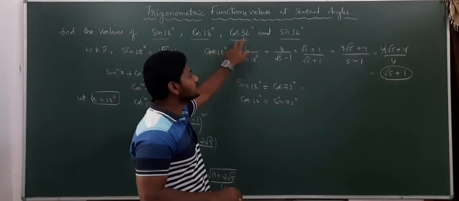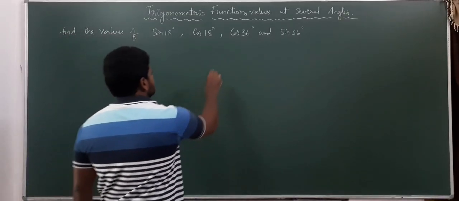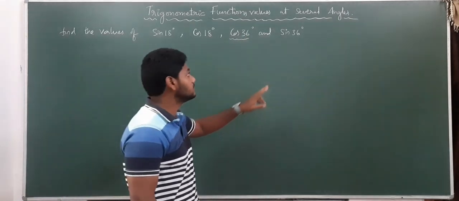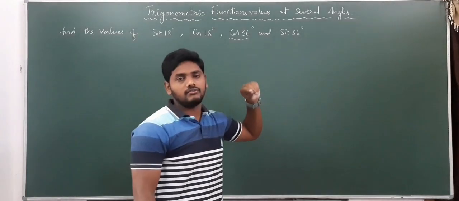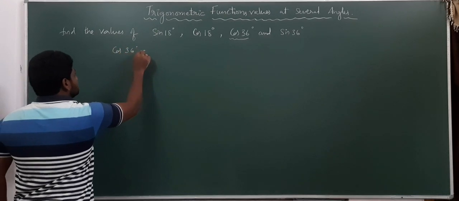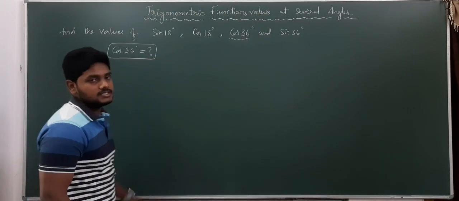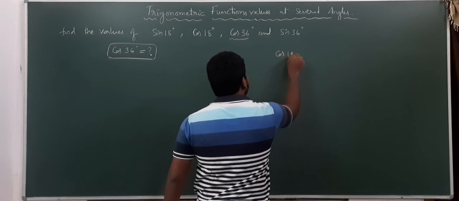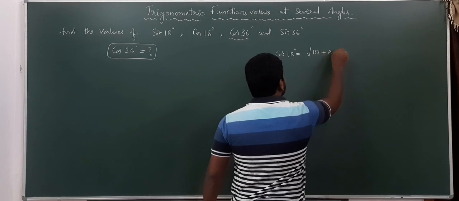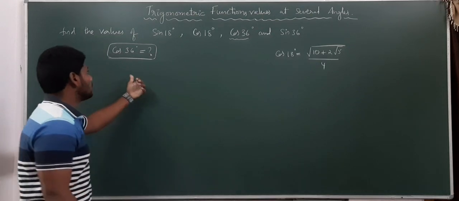Next we will find how to find cos 36 degrees. Pause the video to note it down. So we will find cos 36 degrees value. By using cos 36, we can also find sin 54 degrees. By using sin 36, we can find cos 54 degrees and so on. First of all, we need to find cos 36 degrees. So to find cos 36 degrees, you need to remember what is cos 18 degrees. What is cos 18 degrees? Now only we have found that it is square root of 10 plus 2 root 5 by 4. Remember this, then you can get cos 36 degrees easily.